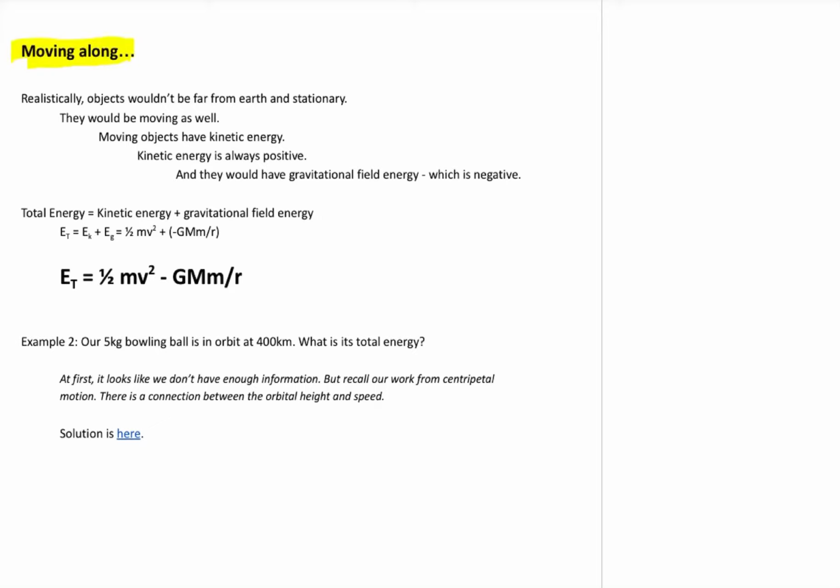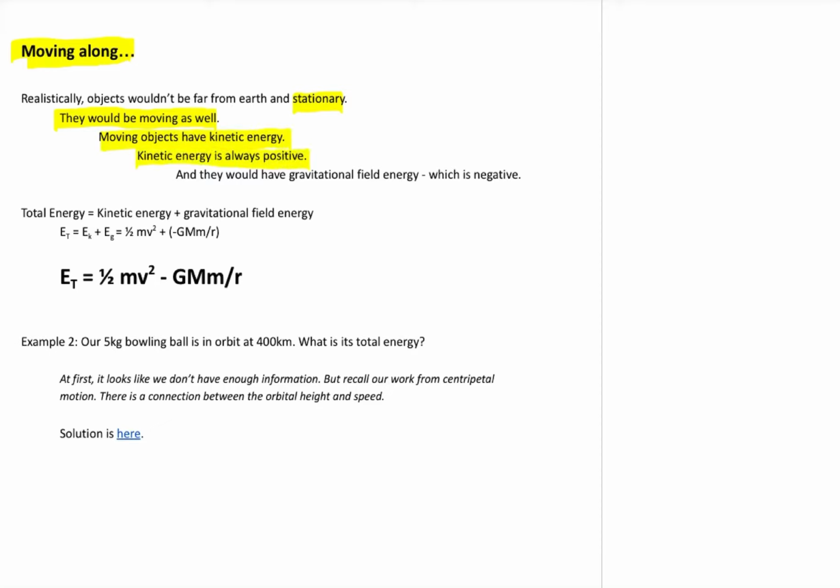As unrealistic as it was to think about a bowling ball hanging out by the International Space Station, it was really unrealistic because when objects are that far from Earth, they're not stationary. They'd be moving as well, like orbiting the Earth or at least flying by the Earth. So to talk about their energy and only consider the gravitational field energy is inaccurate. Objects in outer space are going to be moving, which means they've got kinetic energy.